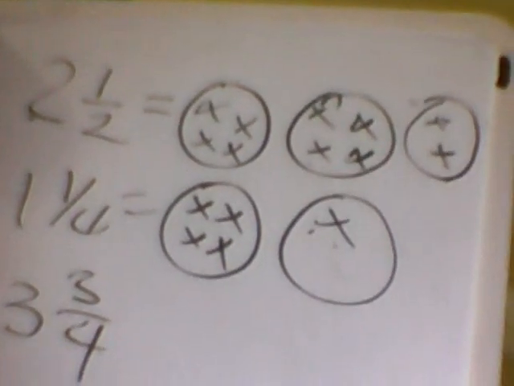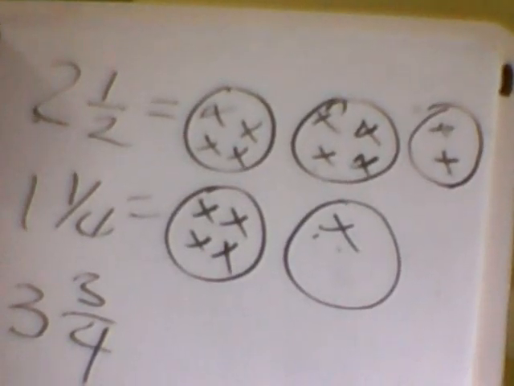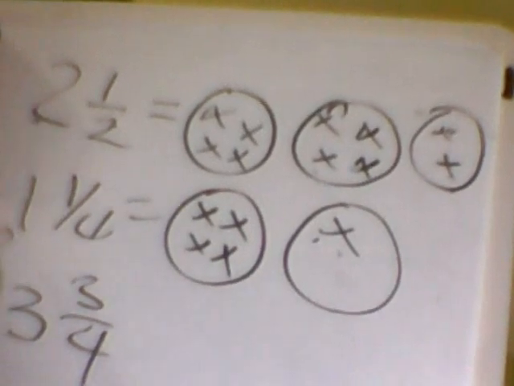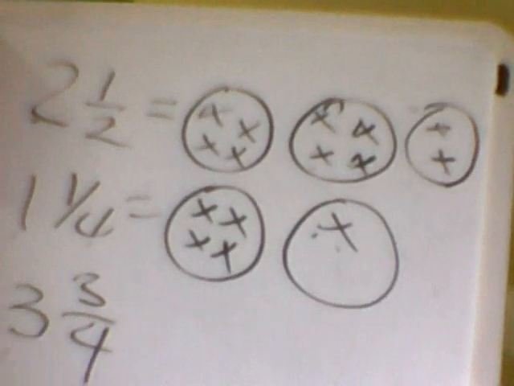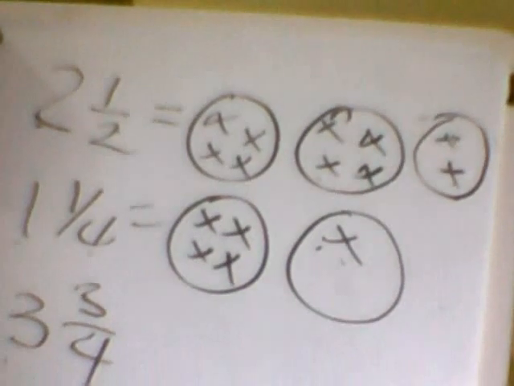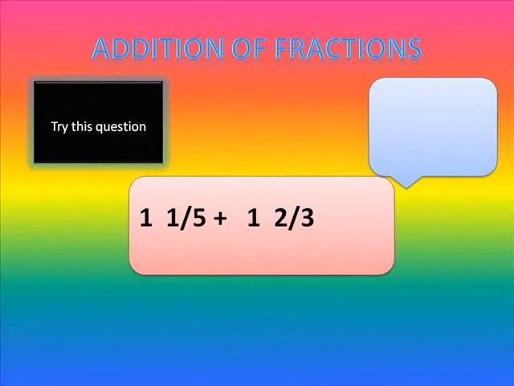And that's how we get 3/4. So that's a simple little method I could use to show that 2 and a half plus 1 and a quarter is equal to 3 and 3/4. Alright, so I'm going to give you a question to try. Now, try this question.